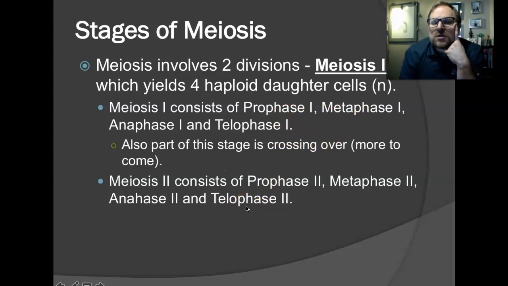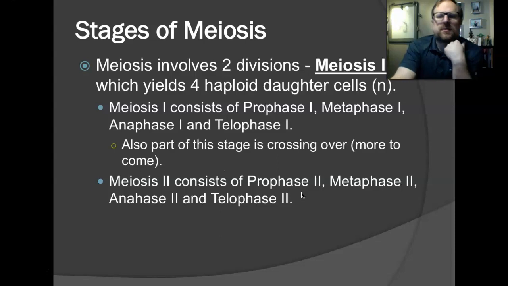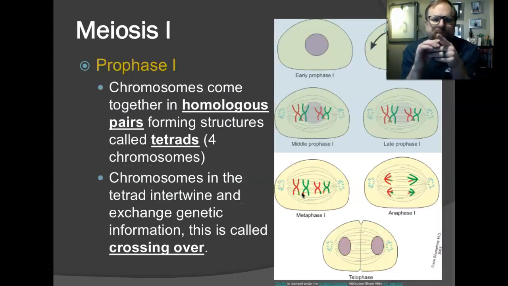And then meiosis 2, so in other words, the second division that goes through, consists of prophase 2, metaphase 2, anaphase 2, and telophase 2. So at least on that side, it's easy for us to remember. It's still going through PMAT. We're still going through prophase, metaphase, anaphase, telophase. Just that we've got two divisions that we're dealing with in meiosis.